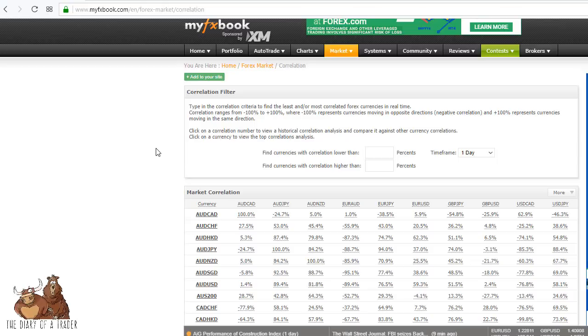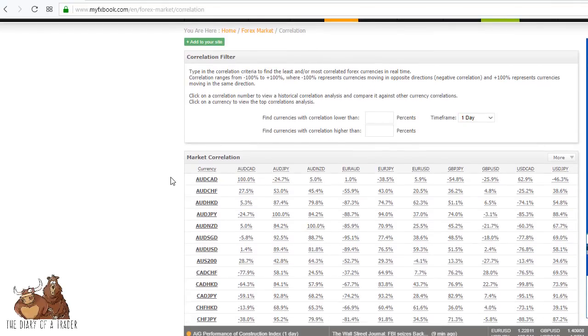So, using that type of knowledge, you can start to think about the markets in an interconnected way. You may not be an equities trader, but there are certain pairs that you can trade that go right along with particular indices, or crude oil with the Canadian dollar, for example.